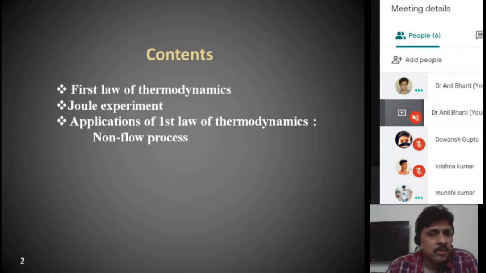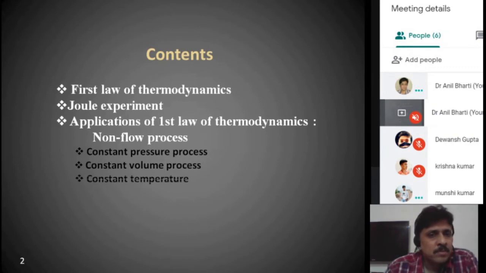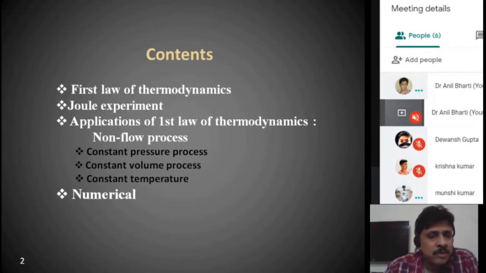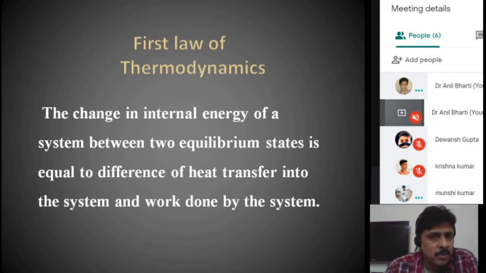This law is also known as the law for non-flow processes. Under this first law, we will study the constant pressure process, the constant volume process, and then the constant temperature process, if we get enough time, and then we will discuss a few numericals or some illustrations. So first, let us start with the definition of the first law.